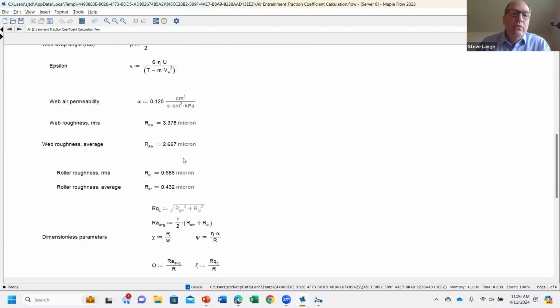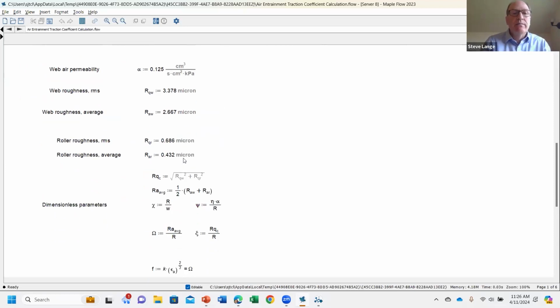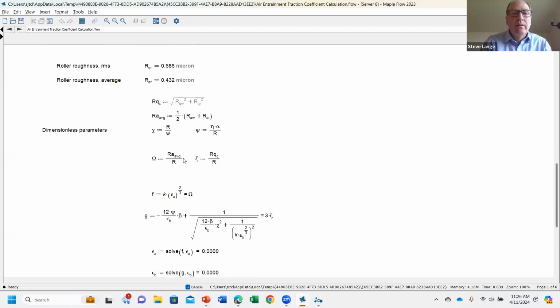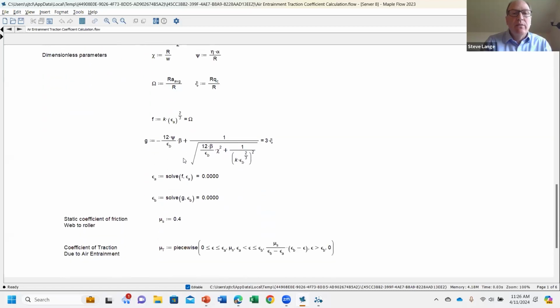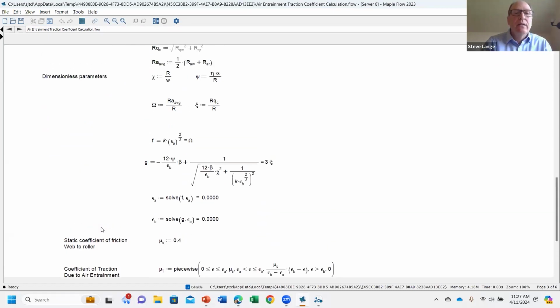Because if you build up enough of an air film height, you will separate the roughness regions, the asperities of the web. And yes, this gets a bit complicated. You don't want to do this by hand. But at the end of the day, using this math from Keith Ducote at Oklahoma State from his thesis, you basically can see that the actual coefficient of traction for this web is reduced from 0.4 to about 0.28.